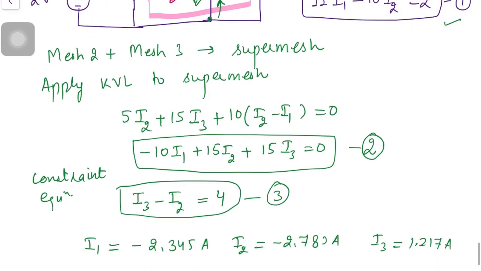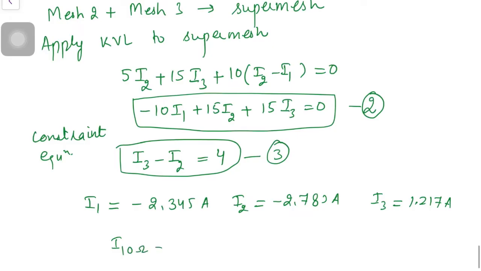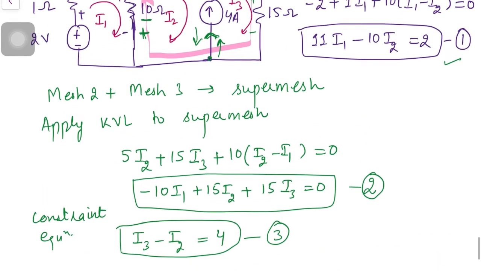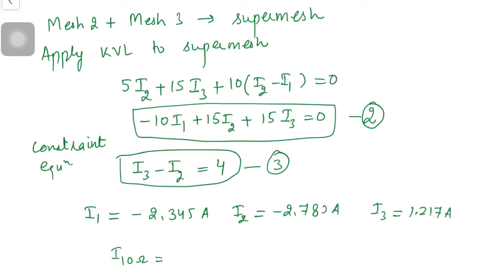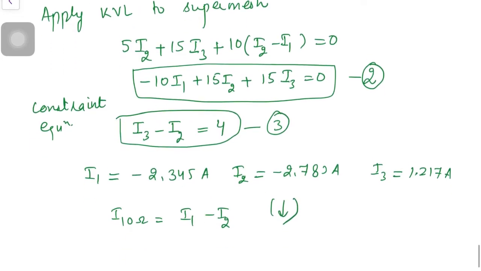10 ohm resistance. Now the current through 10 ohm resistance is either I1 minus I2 or I2 minus I1. So it's I1 minus I2, which means it's flowing in downward direction. Now using the value of I1 as minus 2.345 and I2 as minus 2.783, the current is 0.438 amperes. This is the current through 10 ohm resistance.